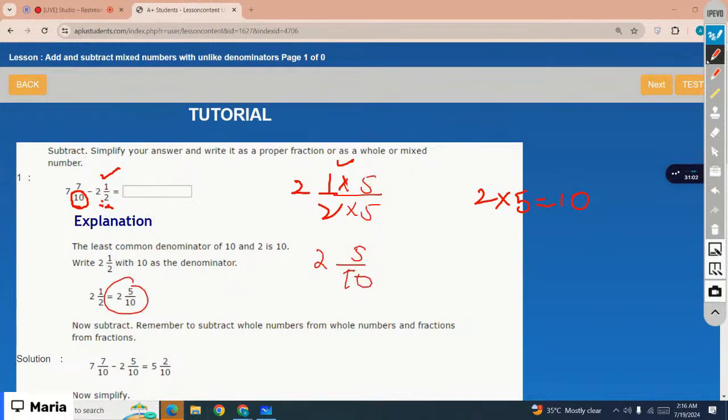Now you have to subtract 7 whole 7 over 10 minus 2 whole 5 over 10. Subtract whole numbers, 7 minus 2 is 5. Subtract numerators, 7 minus 5 is 2. That is 5 whole 2 over 10, and the denominator is exactly the same.